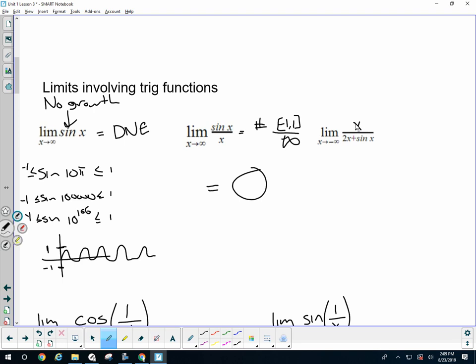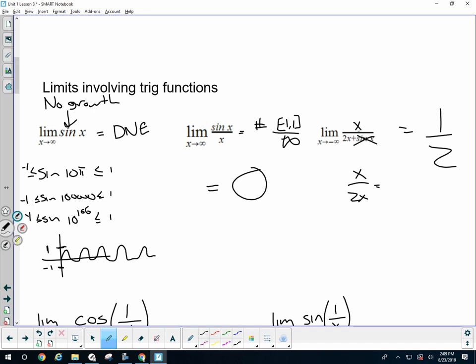Which means if you have x over 2x plus sine x, if you wanted to cross something out, the 2x or the sine x, you're going to cross off the sine x because it doesn't grow, whereas the 2x does grow. Log of x will grow faster than sine x. Sine x doesn't grow. X over 2x simplifies to be 1/2. It's one of those, use the coefficients.